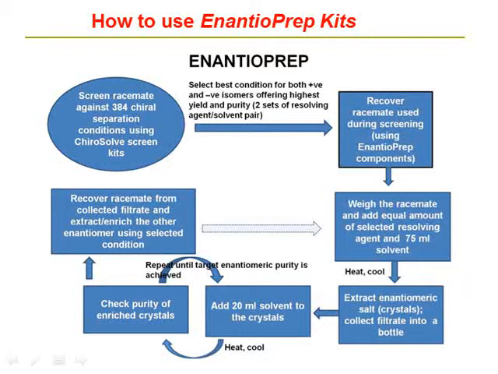Evaporate solvents from the racemate, weigh the racemate, add equal amount of selected resolving agent and 75 ml of solvent to the racemate and heat the mixture to up to 80 degrees centigrade until it's homogeneous, typically for 10 minutes, and cool it. You may have to freeze it to get maximum results. Extract target enantiomeric salt crystals and store away the filtrate. Add 20 ml of selected solvent to the crystals. Heat and cool until purified crystals are formed.